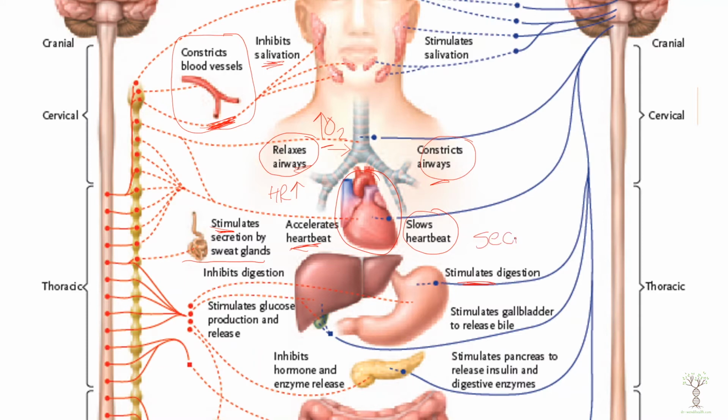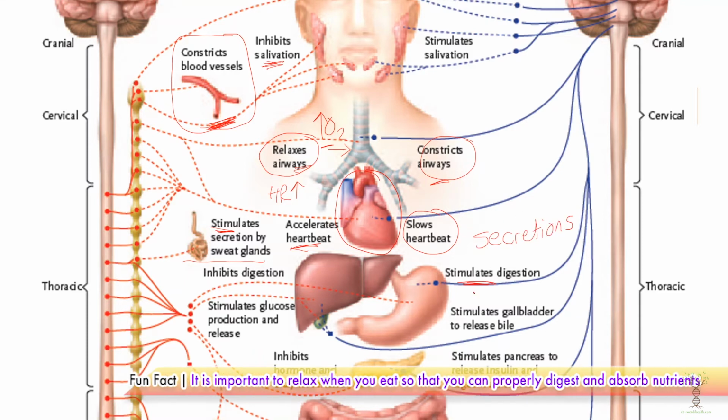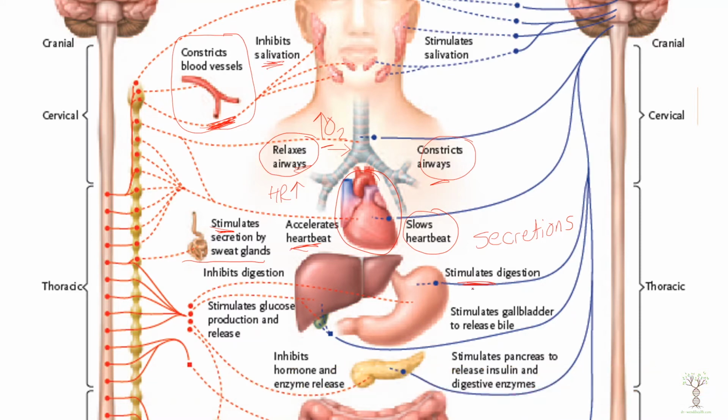So it's going to stimulate secretions like digestive enzymes and mucus and hydrochloric acid. And it's going to stimulate muscle contractions, smooth muscle contractions, so that you can digest your food. It will stimulate the pancreas to release digestive enzymes and insulin. Remember that insulin is a hormone that tells the body to take nutrients and store them. Insulin tells us to store fat and glycogen.